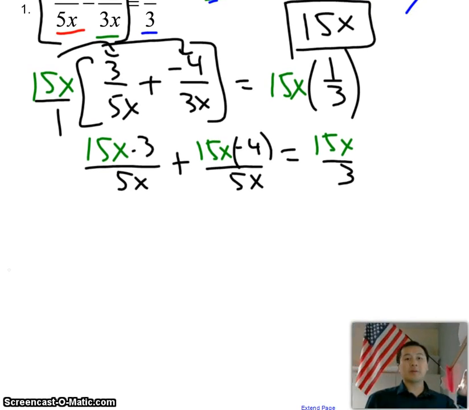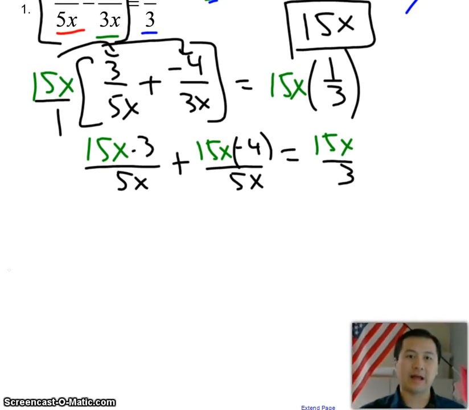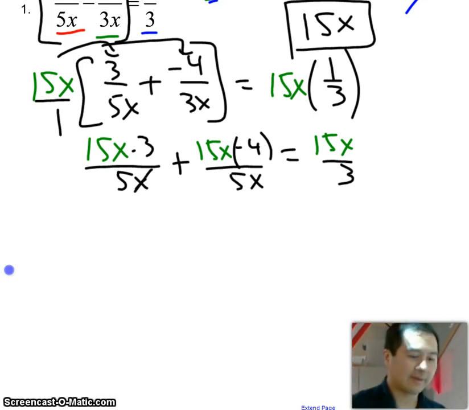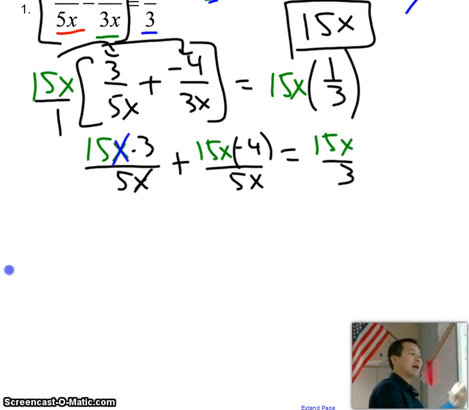I could actually multiply that, but I'm going to reduce before I multiply, because why make it bigger and then make it smaller when I could just make it smaller right now? X and x simplify. You see that? X and x cancel out.